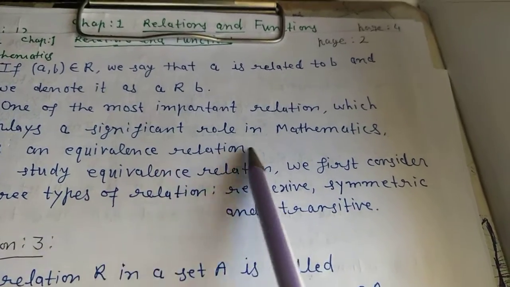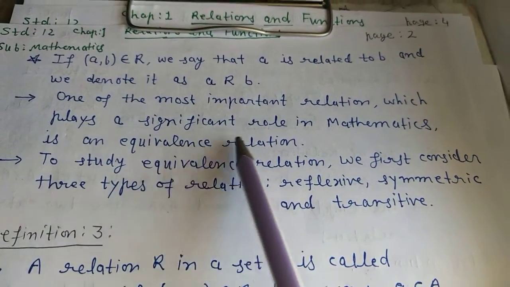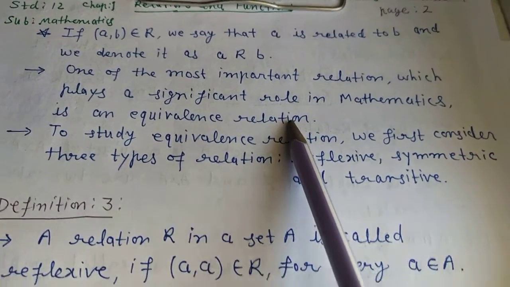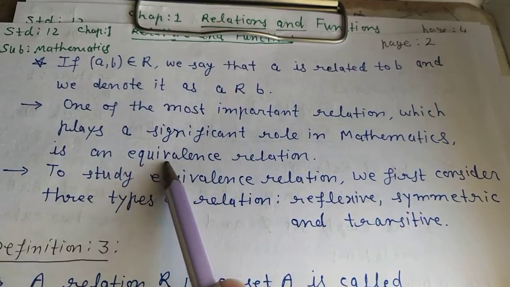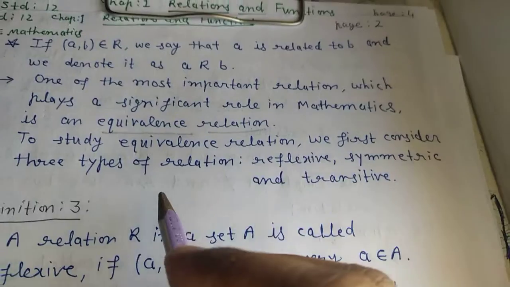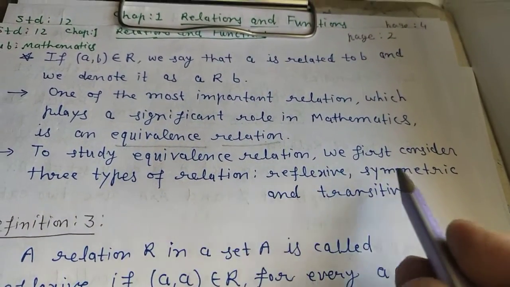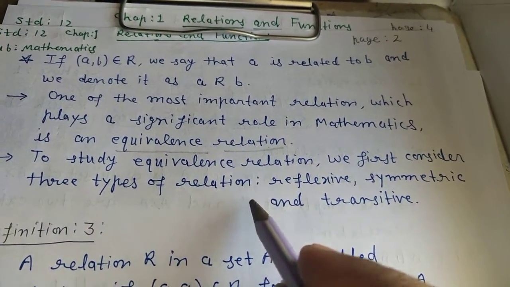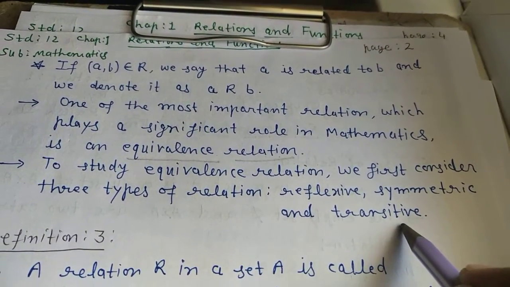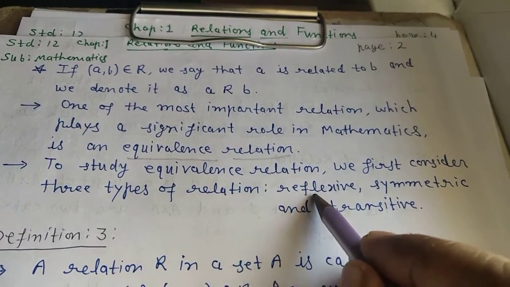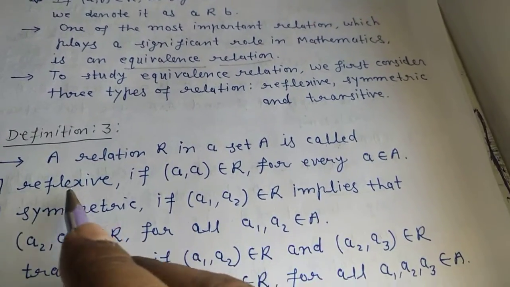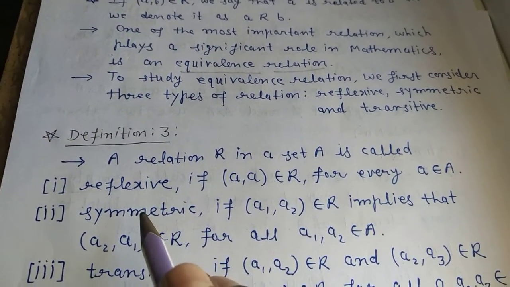One of the most important relations which plays a significant role in mathematics is an equivalence relation. Now we will understand here what is an equivalence relation. To study the equivalence relation, we first consider three types of relations. They are reflexive, symmetric and transitive. So, the definition: a relation R in a set A is called reflexive.